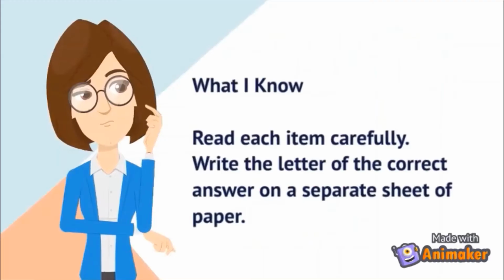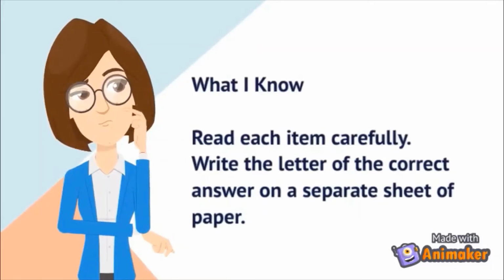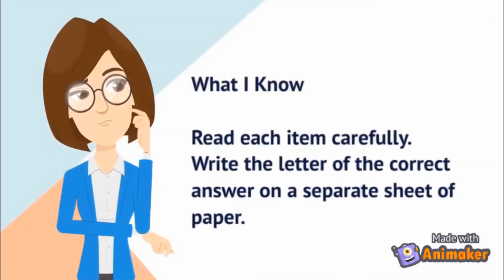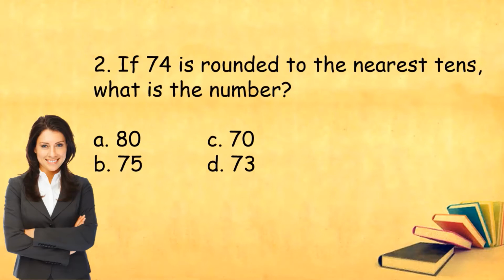Let's start with what I know. Read each item carefully. Write the letter with the correct answer on a separate sheet of paper. Number 1. 2,655 to the nearest tens. A. 2,650. B. 2,660. C. 2,760. Or D. 2,750. The correct answer is B. 2,660.